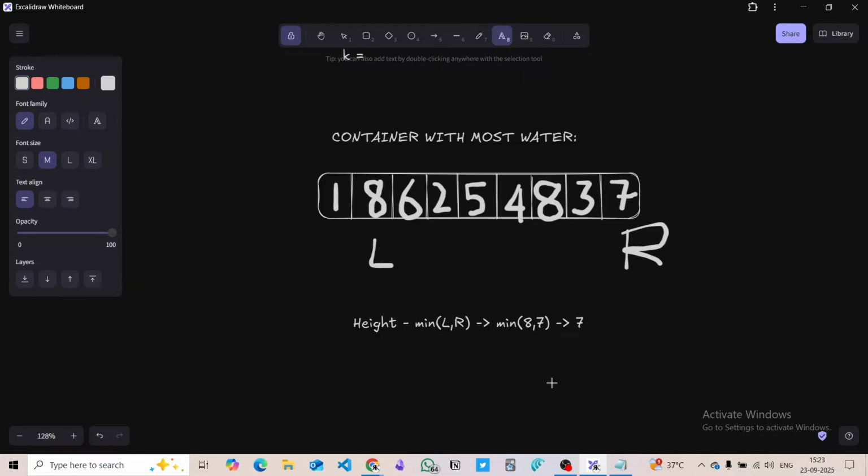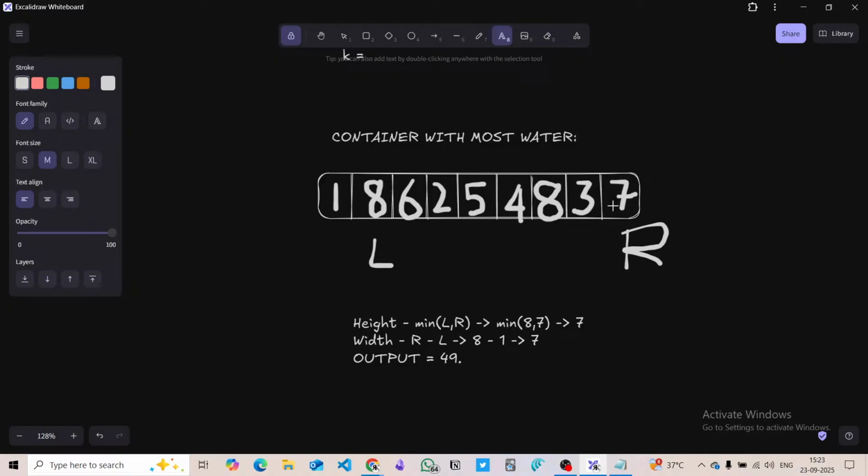After we find out the height, we need a width, right? So for width, we just subtract the indexes, r minus l. So the index of r is 0, 1, 2, 3, 4, 5, 6, 7, 8, and then 1, right? So this will be 7. So the answer output is 49.